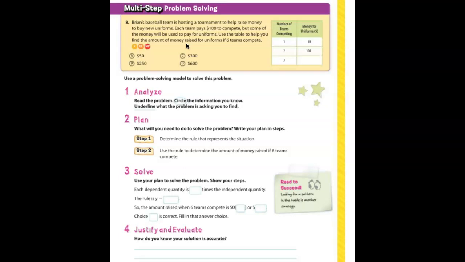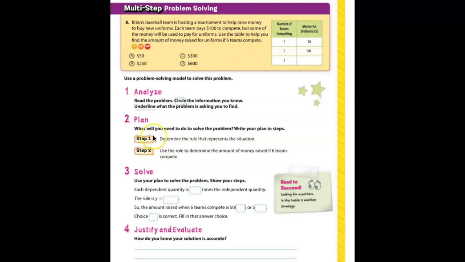Brian's baseball team is hosting a tournament to help raise money to buy new uniforms. Each team pays $100 to compete, but some of the money will be used to pay for the uniforms. Use the table to help you find the amount of money raised for uniforms if six teams compete.